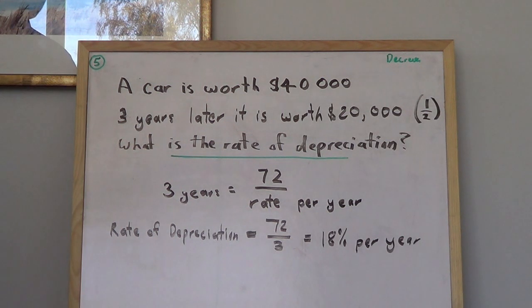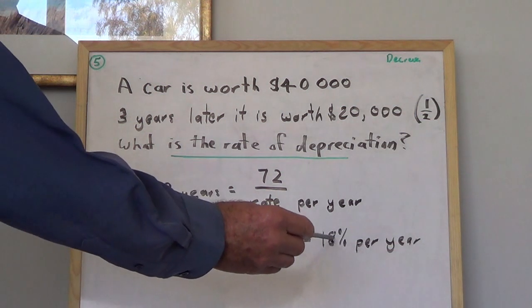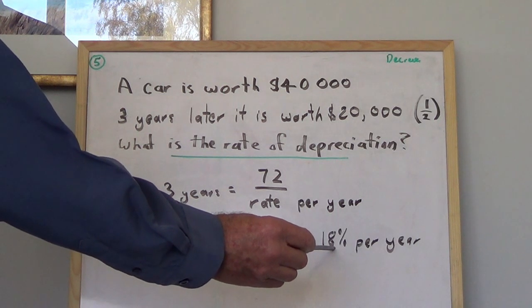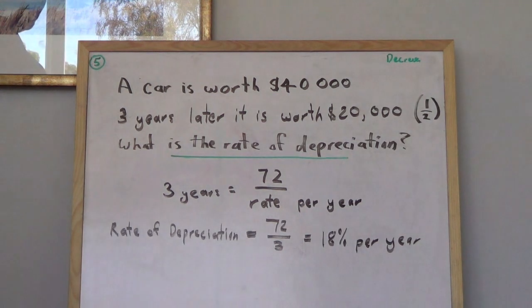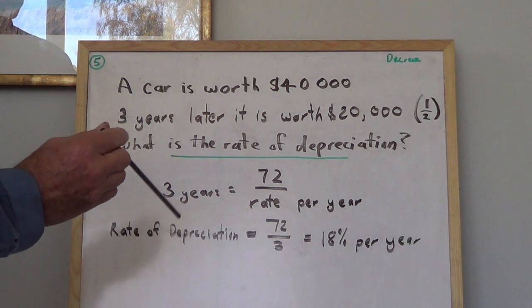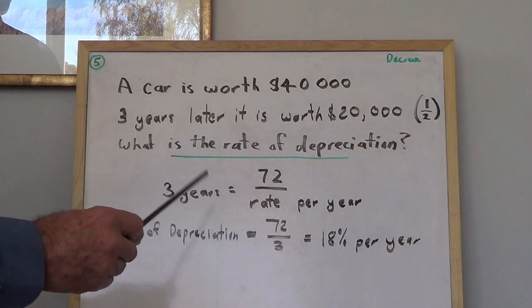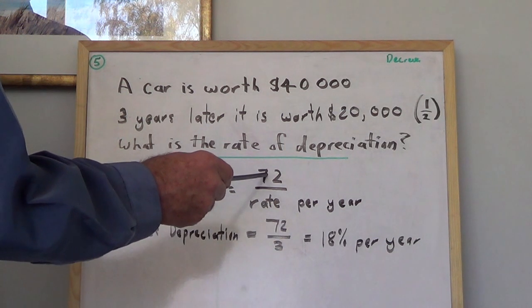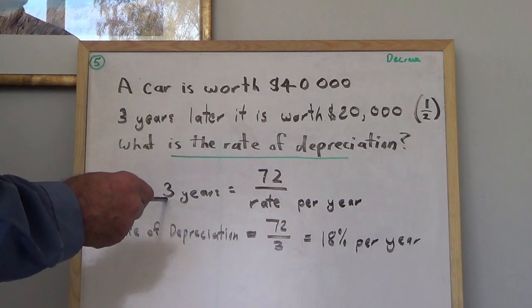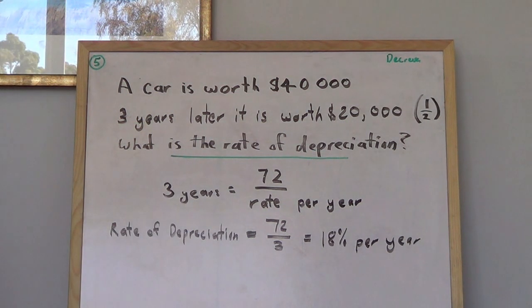And I'd better work this problem in reverse. Suppose you're told that the depreciation was 18%, and you wanted to know what the halving time would be, you would put 18 down here, you divide it into 72, and the answer would be 3. So that's working the problem in reverse. And we're done.